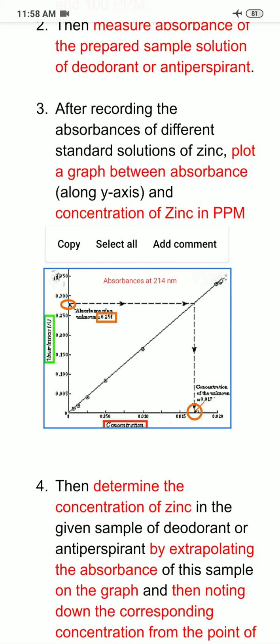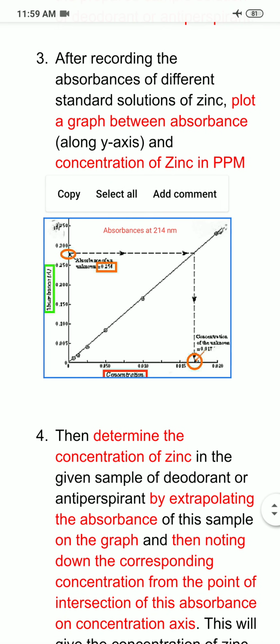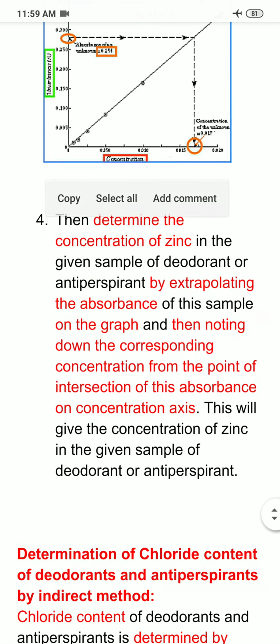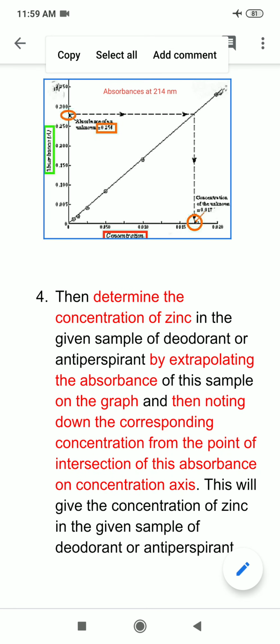Now you have an unknown concentration as marked in the orange oval. This is similar to aluminium. So when you extrapolate this onto the x-axis, this line will cut the x-axis at some point. The point at which the extrapolated line cuts the x-axis will give you the concentration corresponding to that in the deodorant. So this is how you can determine the concentration of zinc in the given sample.